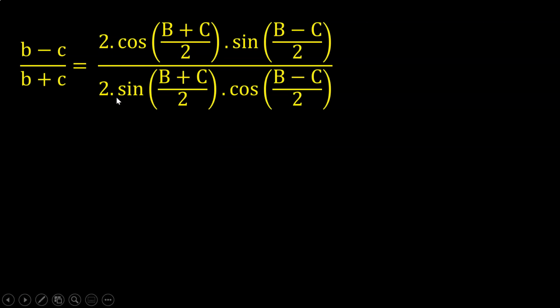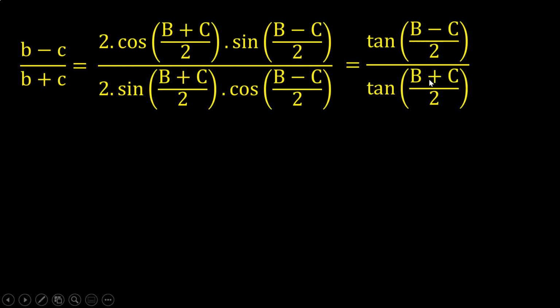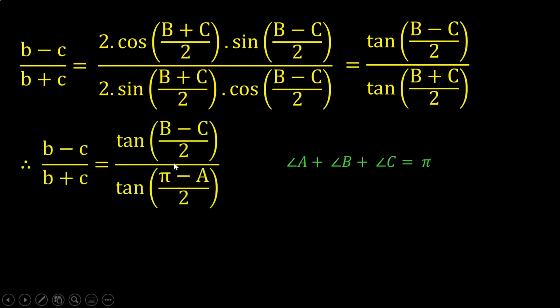Now this 2 will get cancelled, and here you see this is nothing but tan of (B minus C) by 2, and bringing this cos in the denominator, this will become tan of (B plus C) by 2. Now we also know that A plus B plus C is 180 degrees, so we can replace this B plus C with pi minus A. So this will become tan of (B minus C) by 2 upon tan of (pi minus A) by 2.